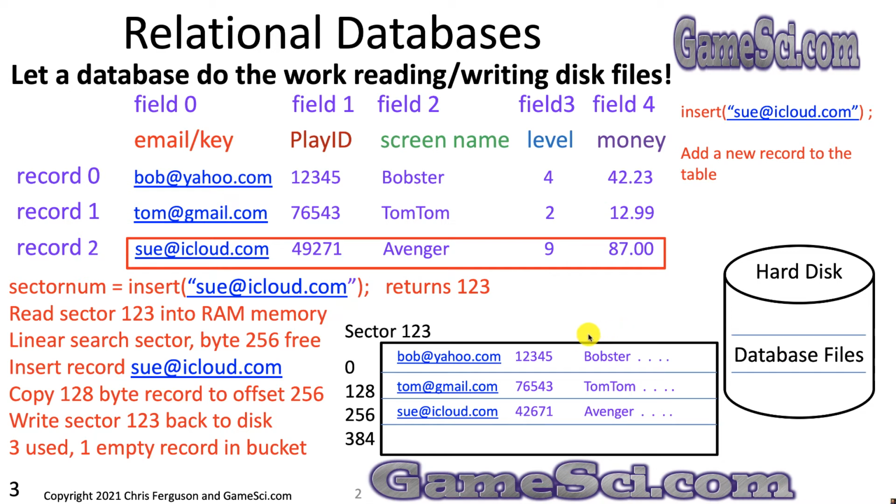Once the data is in RAM memory, we linear search down the sector until we find an open slot. When we find an open slot, we'll copy the 128 bytes that represent Sue into that sector at that point. Once that's completed, we've modified the sector in RAM memory. What do we do? We write that sector back out to the disk file. Right now, at this moment in time, we have 3 used records within our disk sector 123 and 1 empty record in the bucket or disk sector.